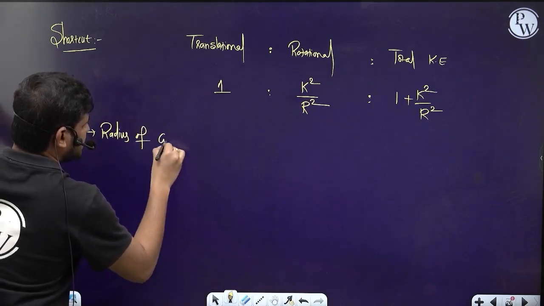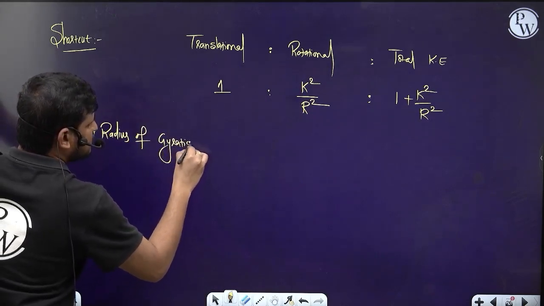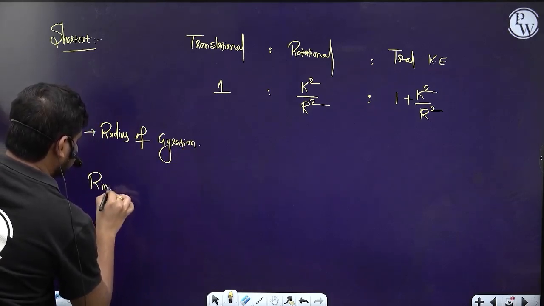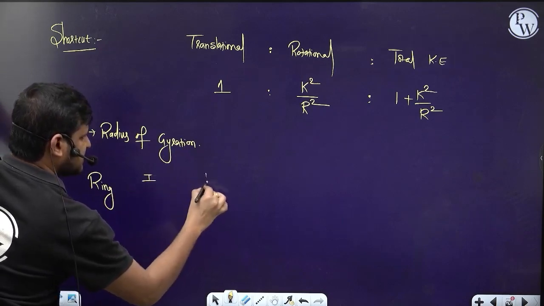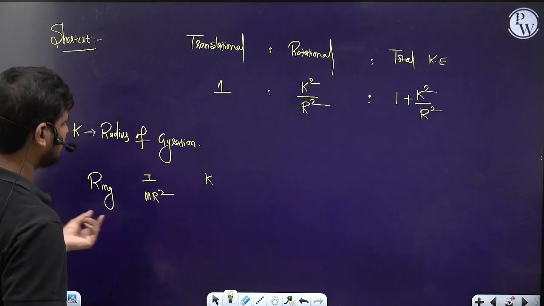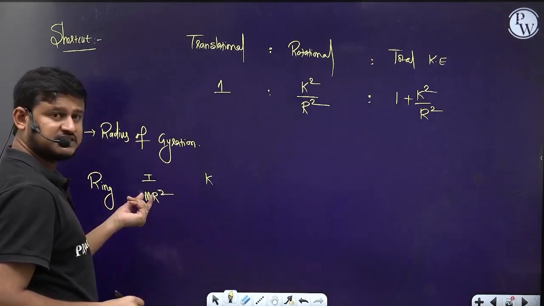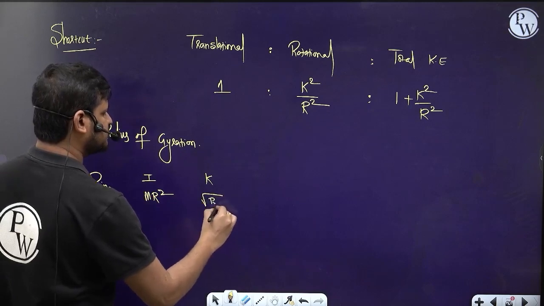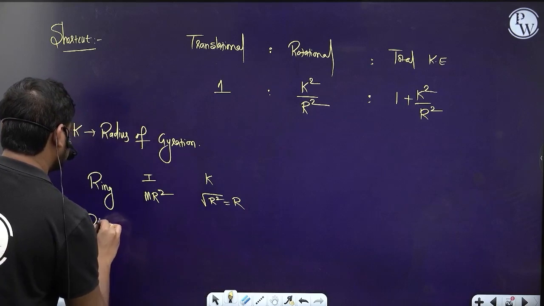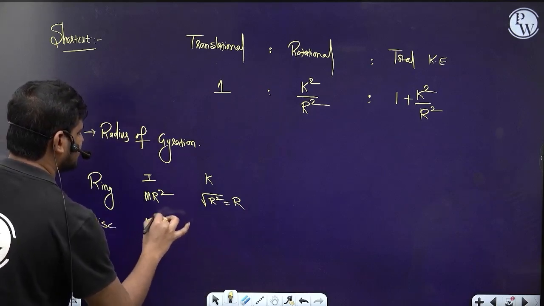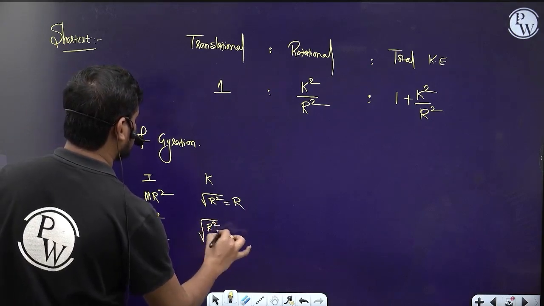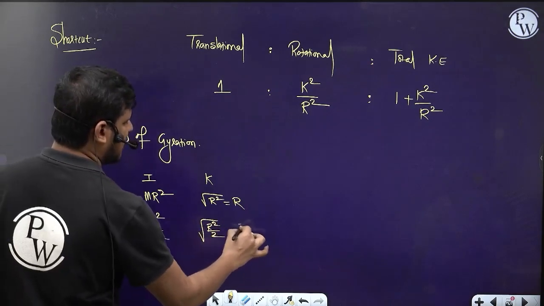Radius of gyration, how do we solve? For example, for the ring, the moment of inertia I is mr square. For its radius of gyration, just take out the mass and put the square root, so it will be r. For the disk, it is mr square by 2, so the radius of gyration will be the square root of r square by 2. Take out the mass, which gives r by root 2.